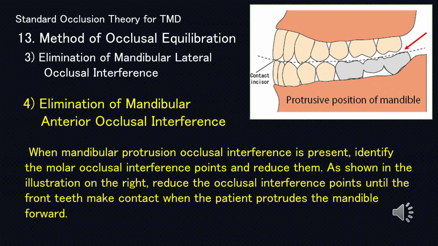When mandibular protrusion occlusal interference is present, identify the molar occlusal interference points and reduce them. As shown in the illustration on the right, reduce the occlusal interference points until the front teeth make contact when the patient protrudes the mandible forward.